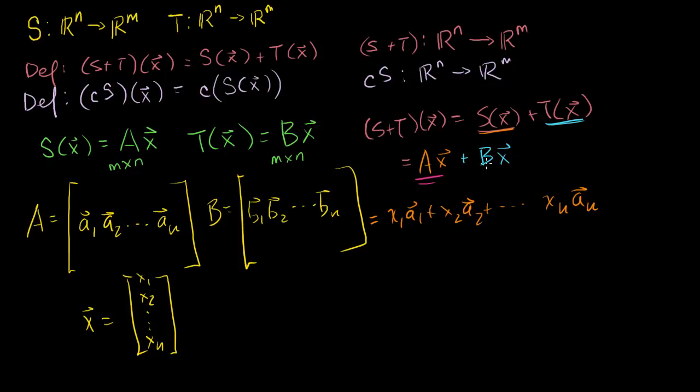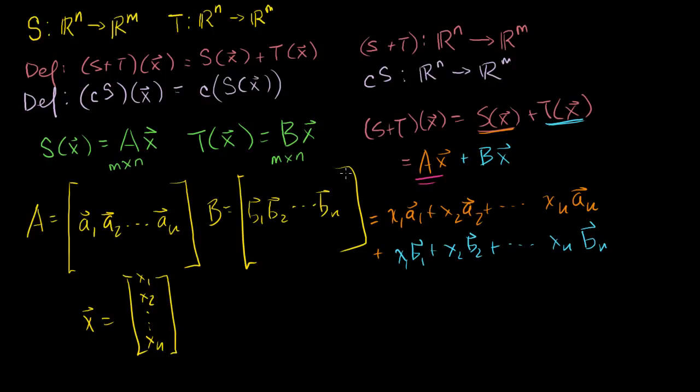And I have to add this guy to Bx. So Bx, by the same argument, let me do it in the blue, is just going to be x1 times b1 plus x2 times b2 all the way to xn times bn. Now, what is this equal to? Well, we know that scalar multiplication times vectors exhibits the distributive property. So we can just add these two guys right here and factor out the x1. And what do we get? We get this whole expression right here.